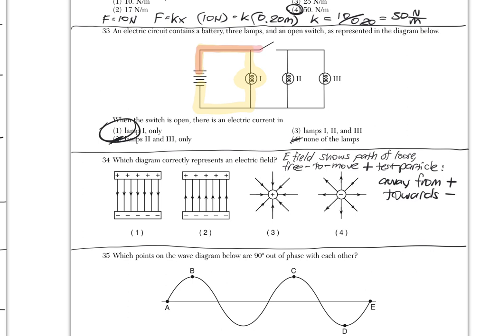So going through here, choice 1 looks pretty good, from positive to negative. Choice 2, the shape looks good, but it's going from negative to positive. That's a no. Choice 3, the shape looks good, but it's going in towards positive. That's a no. And choice 4, again, the shape looks good, but it's going out of negative. No. Choice 1 is our answer for 34, going from positive to negative. In fact, all 4 choices have correct shapes. The direction is only correct in the first choice.